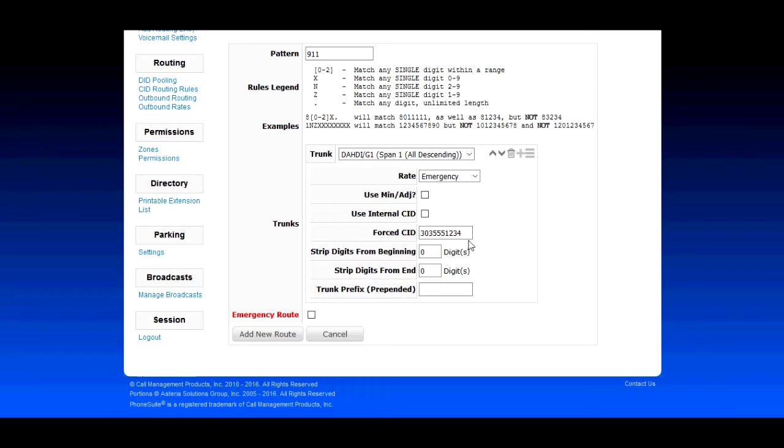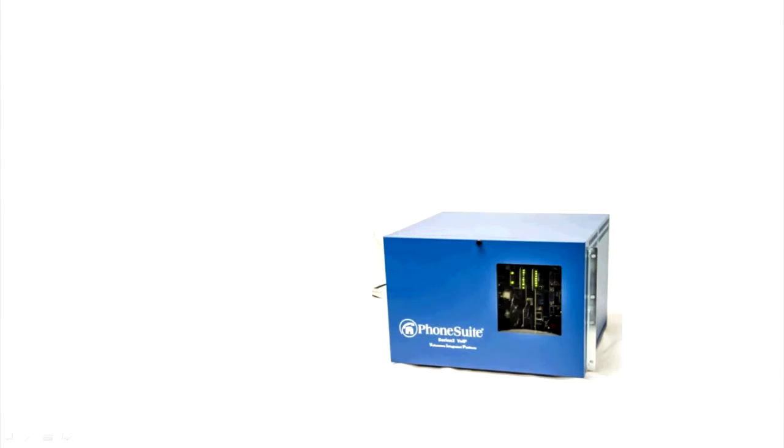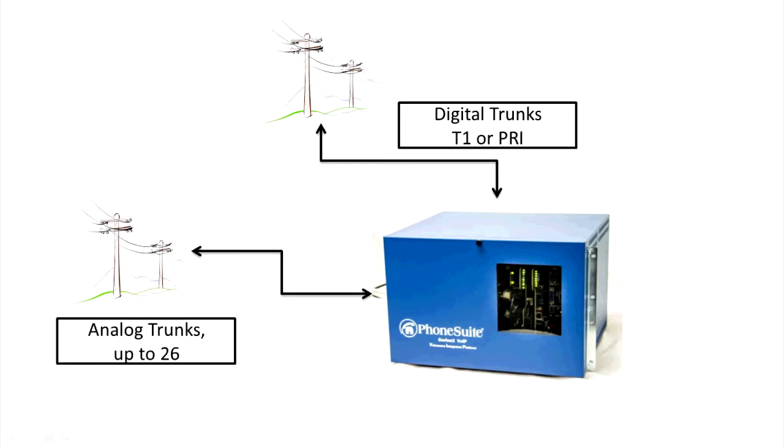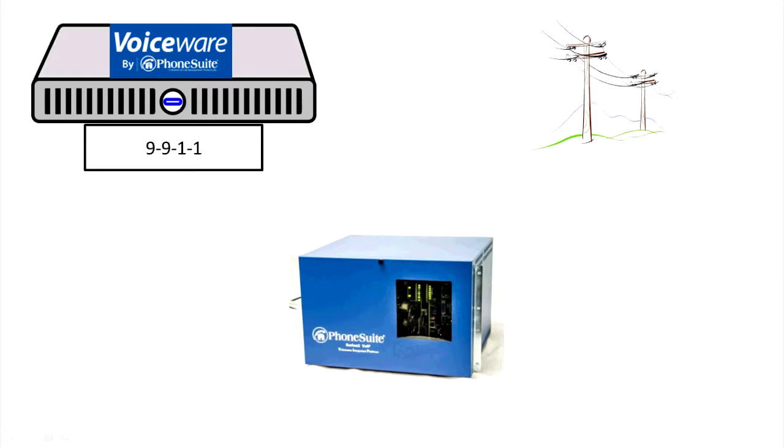Before we move on, let's take a moment to talk about the TDM side of the Series 2 and outbound calling. The Series 2 has available connections for a PRI or T1 digital trunk, as well as up to 26 analog phone lines. If either of these options are going to be used for outbound calling, a 9 must be passed to the TDM side to denote it as an outbound trunk call.